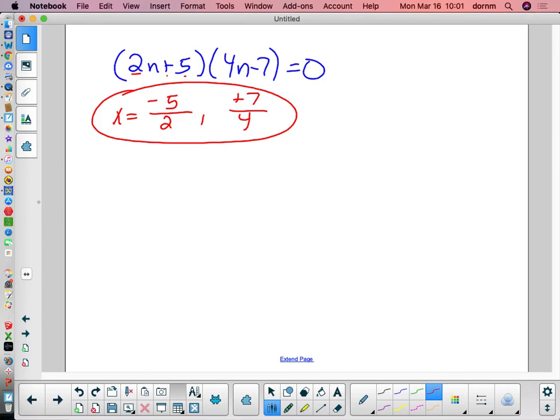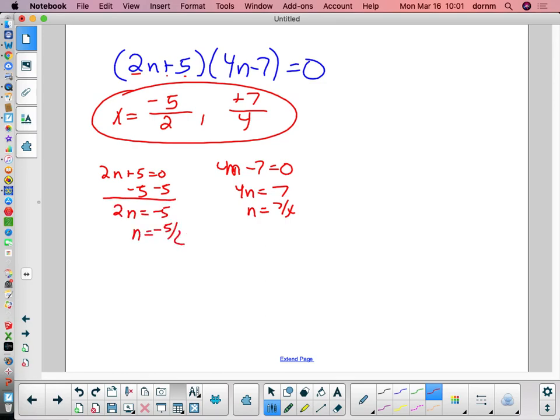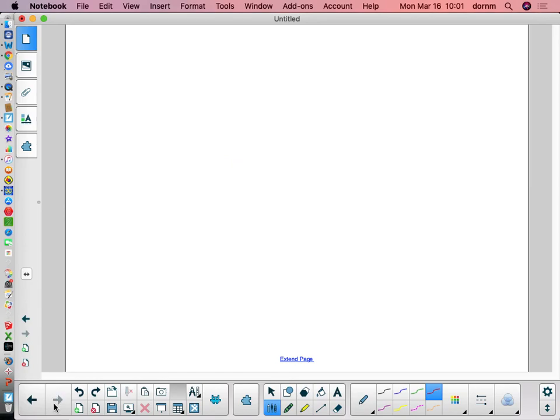Or, like I say, you could do the mini problems. You could say 2n plus 5 equals 0, 4n minus 7 equals 0. So 4n equals 7, so n equals 7/4. 2n equals negative 5, n equals negative 5/2. You could find the pattern, or you could do the mini problem. It doesn't matter. They're both pretty straightforward. If you know the pattern, it's a little faster. Some of the problems will be more complicated.